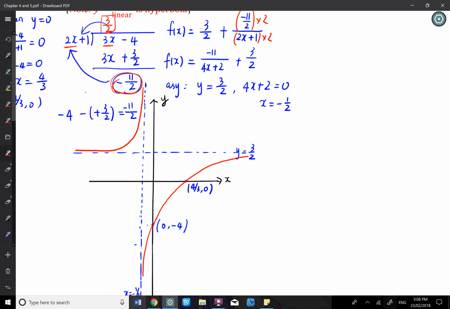Any questions? Okay, then that's it for this exercise. You need to do the homework. The scheme of work is online already for chapter 4, so you should do 4A now. Okay, exercise 4A.